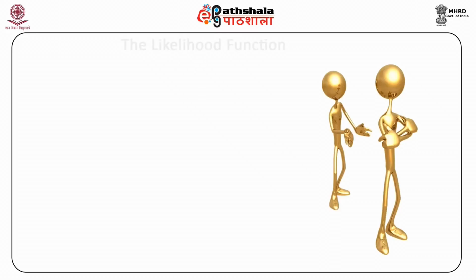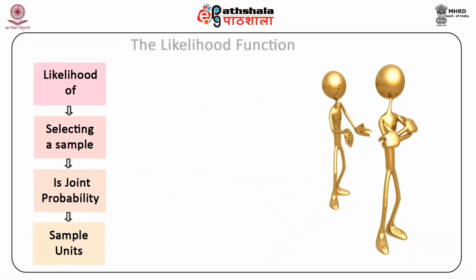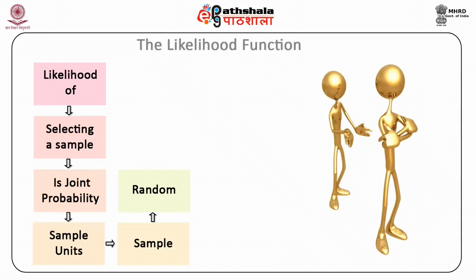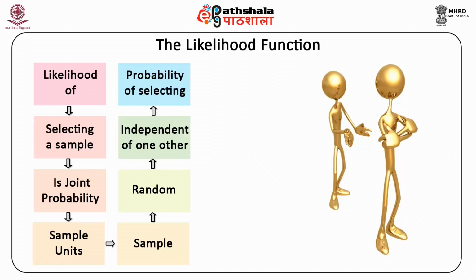Next we discuss the likelihood function. The likelihood of selecting a sample is the joint probability of the sample units. Since the sample is random, the sample units are independent of one another. Selection of any one population unit in the sample is not influenced by which units have been previously selected. Nor does it affect the probability of selection of subsequent units in the sample.